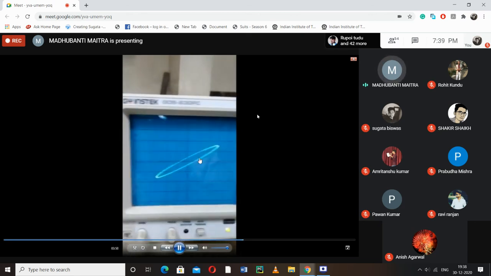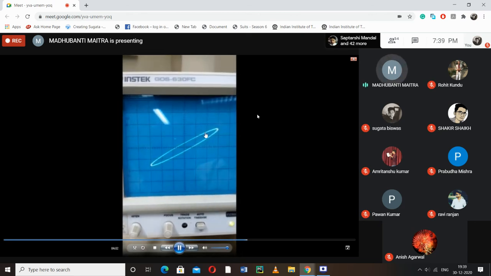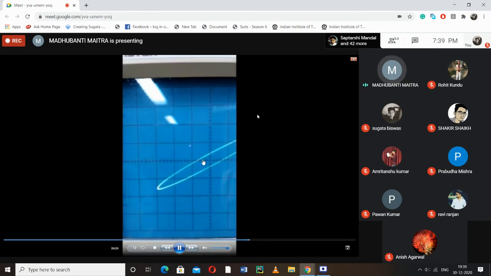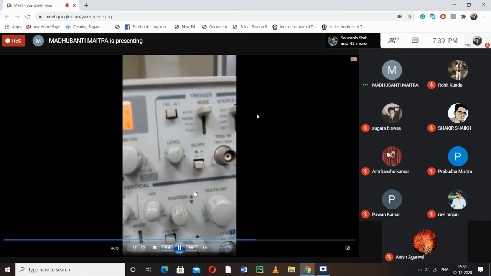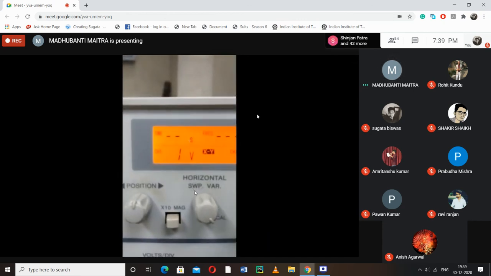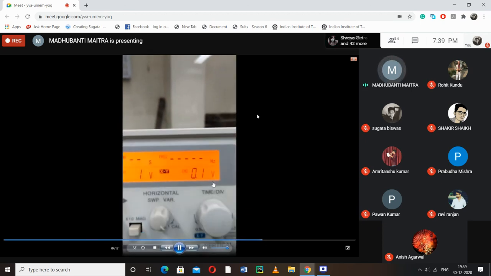So now we have changed the frequency and we have obtained an ellipse, that is the Lissajous figure. So from this is the y-intercept, this is the input, and that will be the output. So this is the scale. These are the scales.